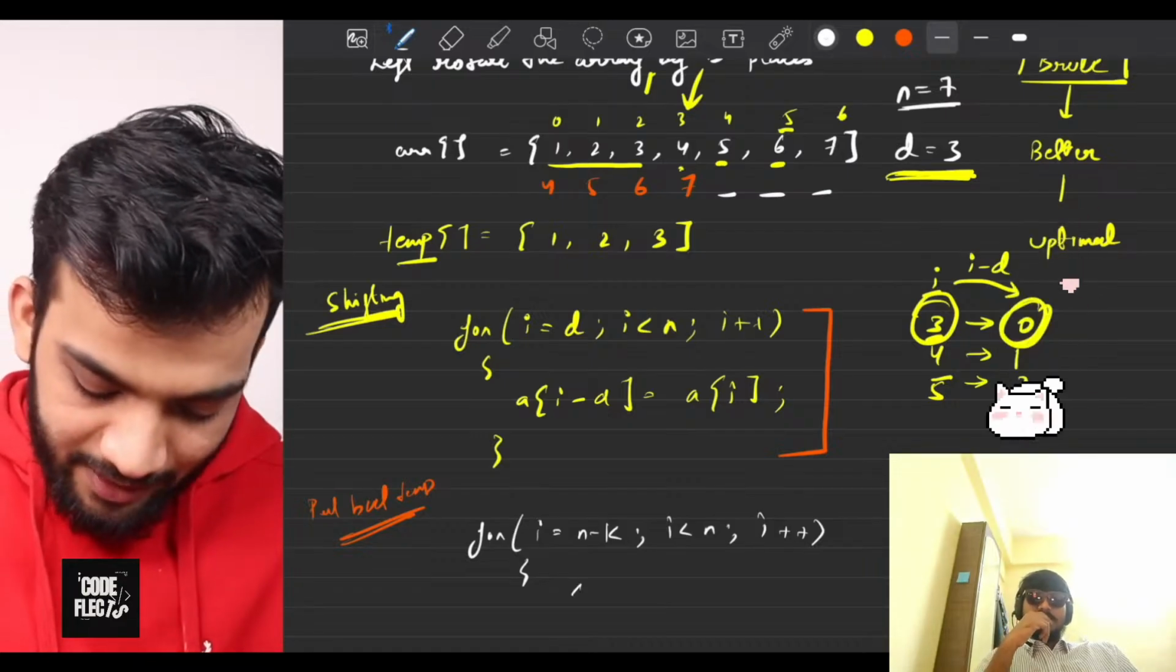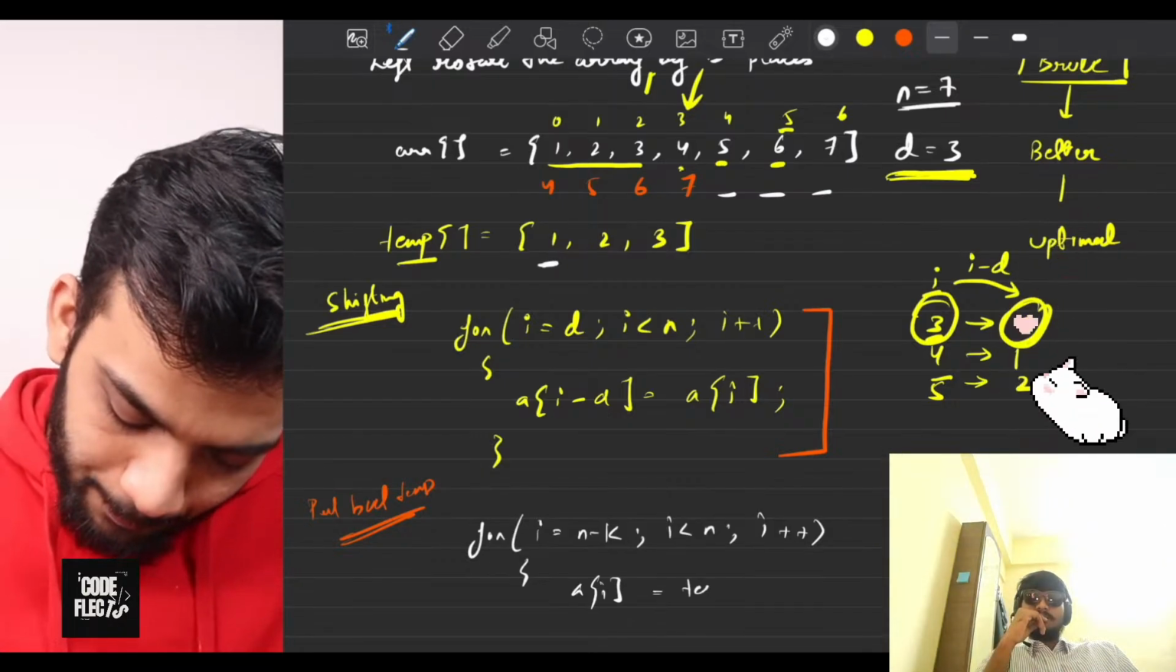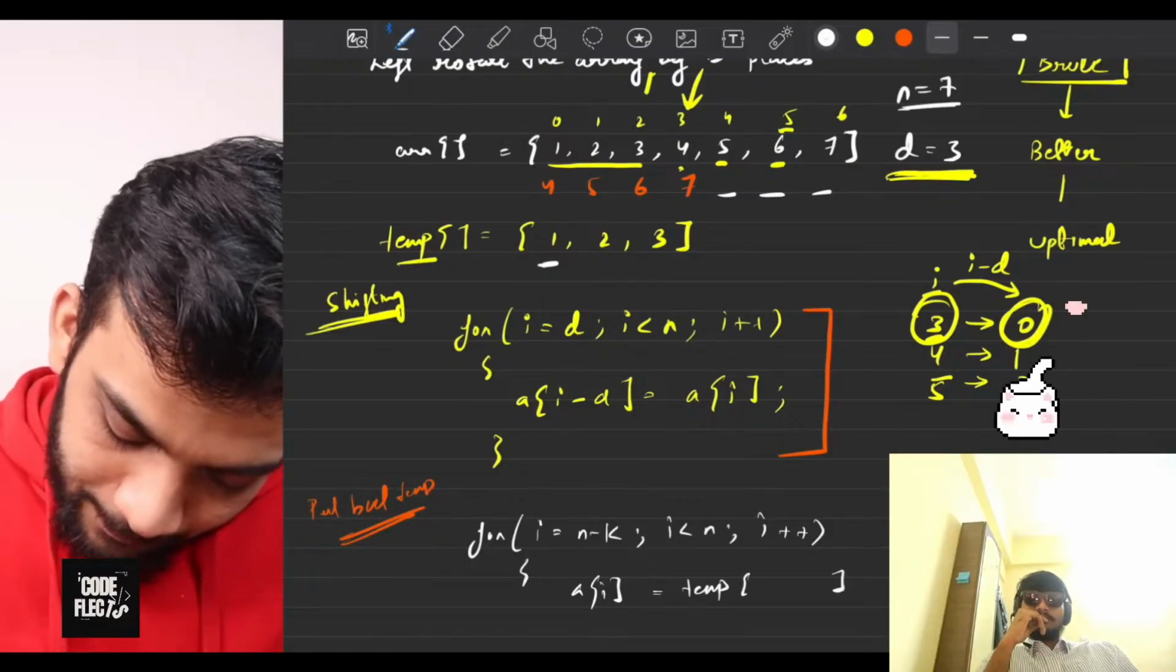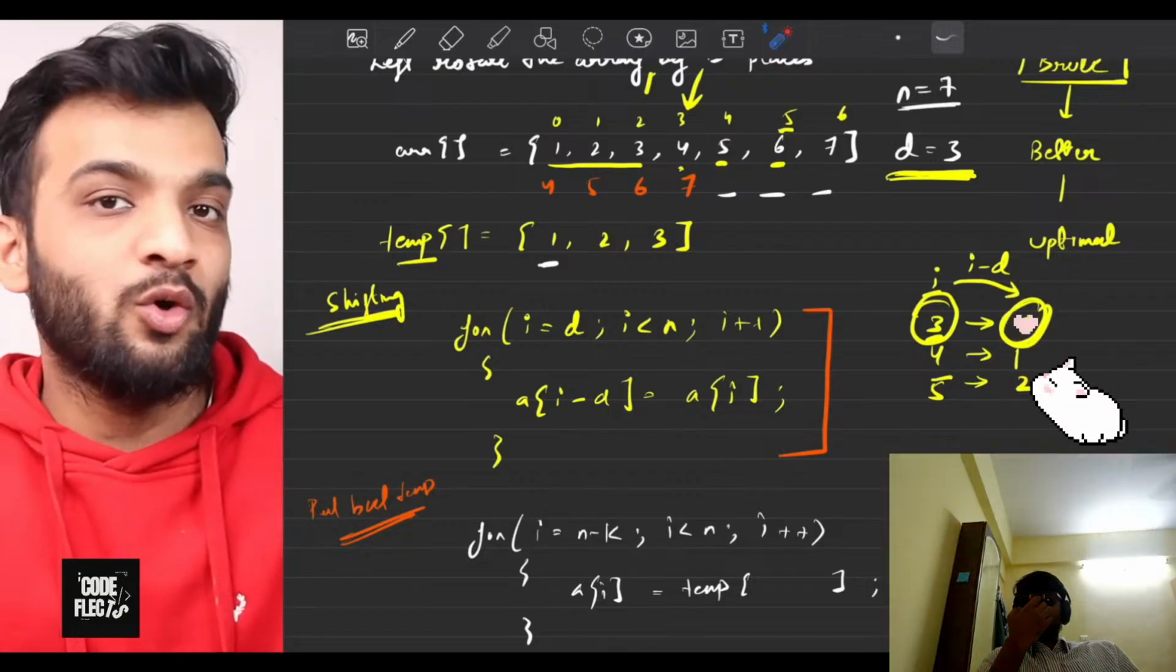And what will you put in the array at n minus d? We'll put the first one. So we'll put something from the temporary. We will put something from the temporary for sure. Now, we need to figure out what's the index.